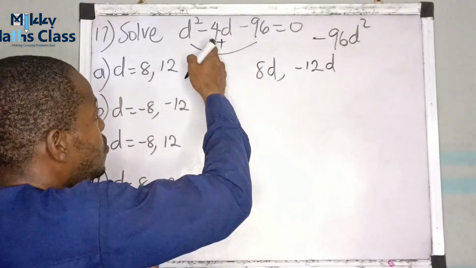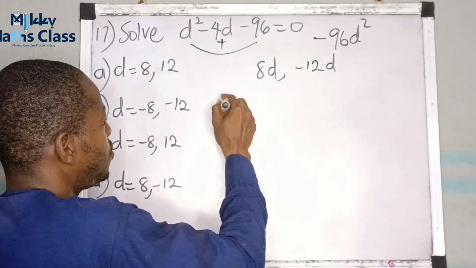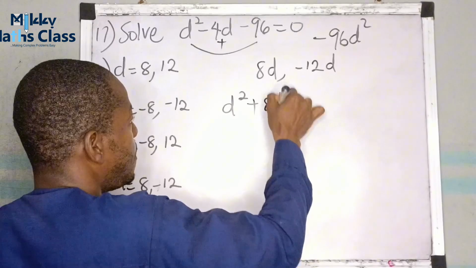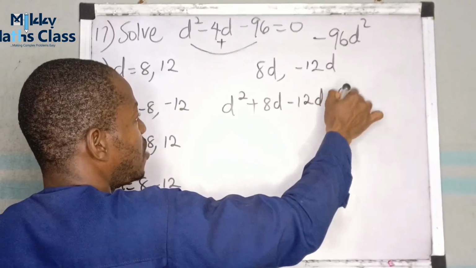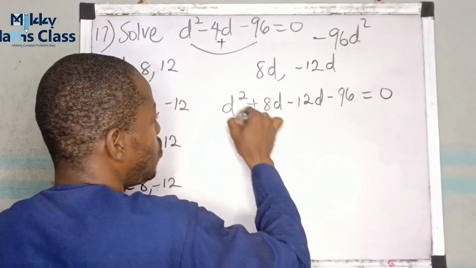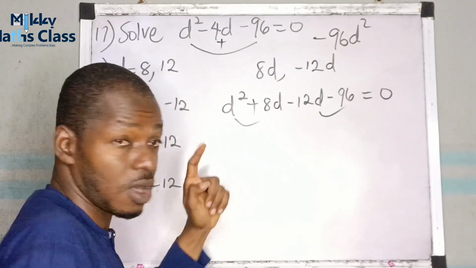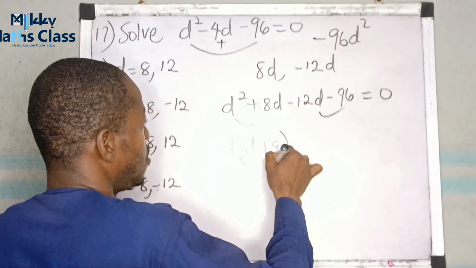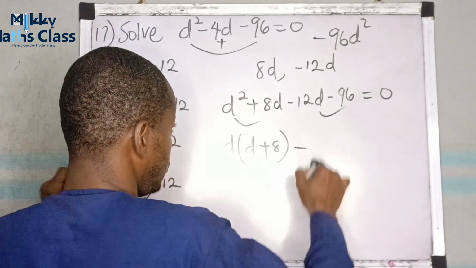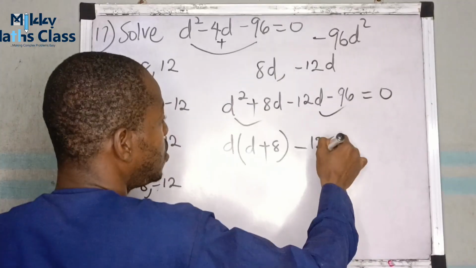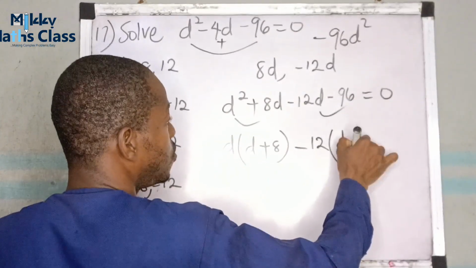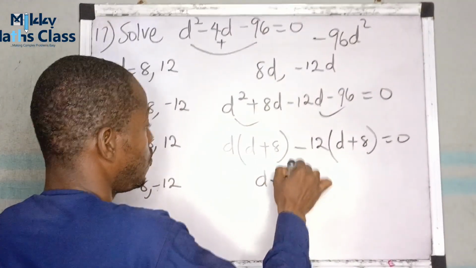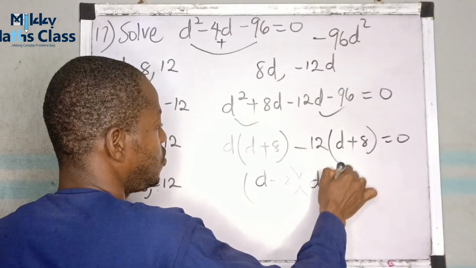So I'll replace this negative 4d by these two factors. So this becomes d squared plus 8d minus 12d minus 96 equals 0. Factorize by grouping. What's common between these two? Our d. So d into bracket d plus 8, minus, what's common here? 12, into bracket d plus 8 equals 0. So we have d minus 12, d plus 8 equals 0.